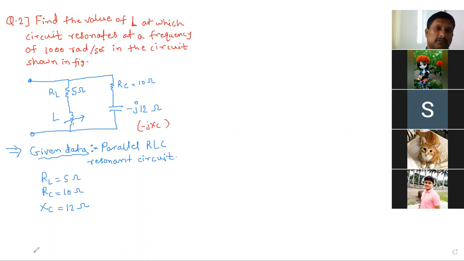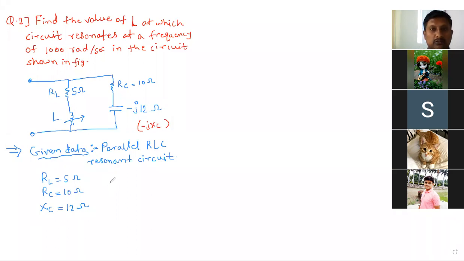Do you understand? So XC means what? If we are comparing that one, minus, because a capacitor always has negative reactance, that is minus J into 12. So minus J into XC. XC means 12. Now next one, what are the things you have to find out, that you can note down?